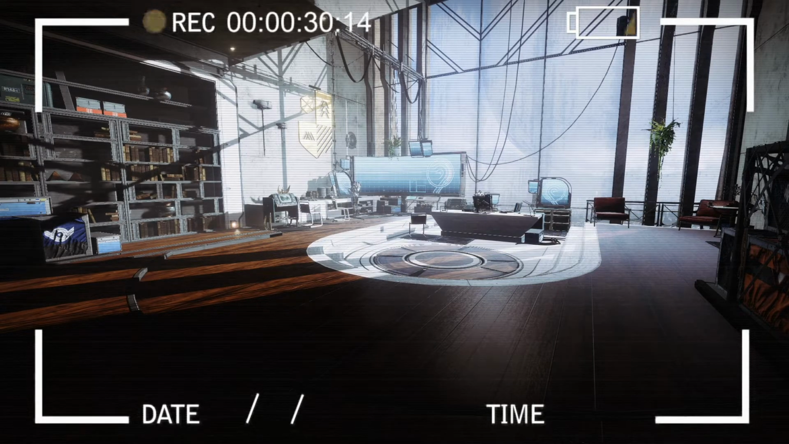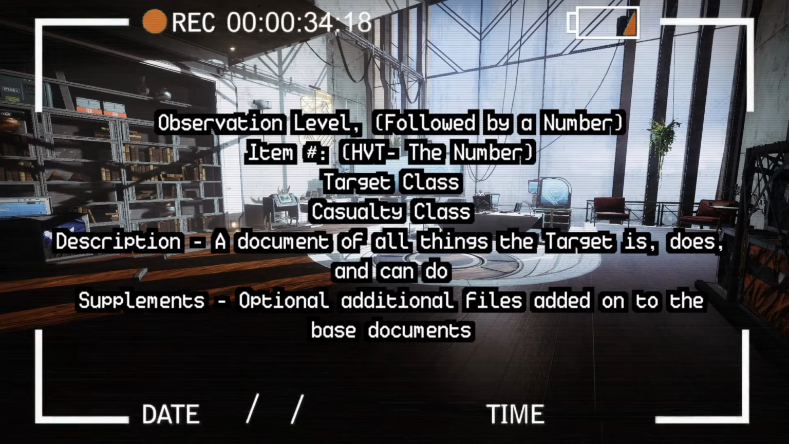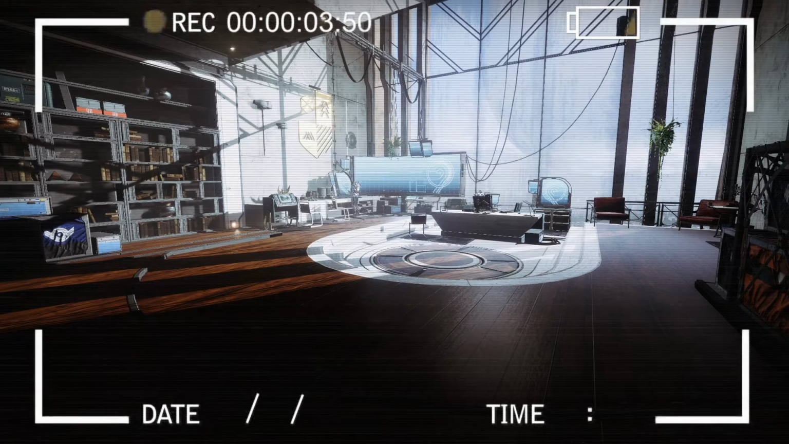Each HVT has their classification divided into two different categories: target class and causality class, each with their own grading levels. Starting with target class, each HVT's target class is given based on the degree of danger and difficulty in its neutralization or containment. The levels for target class are as follows.